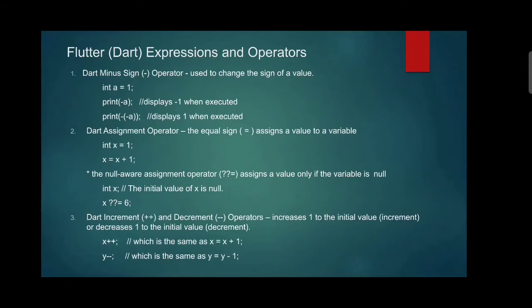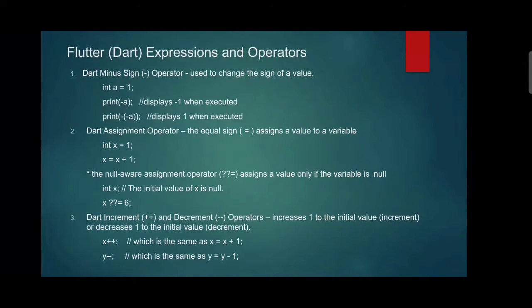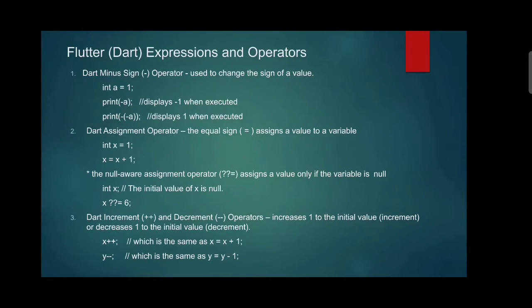We have here the third, Dart increment, the plus plus. Just like I said before, those that work with two operands are called binary operators. These are the double-sign operators: the increment, which is plus plus, and the decrement, which is minus minus. They increase the initial value by 1, increment, or decrease it by 1, decrement. So x plus plus is the same as x equals x plus 1, and y minus minus is the same as y equals y minus 1.